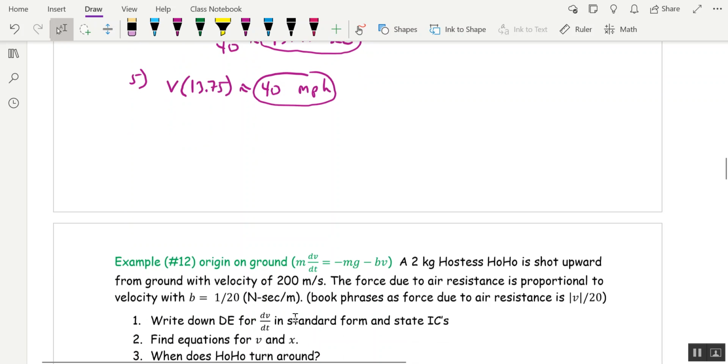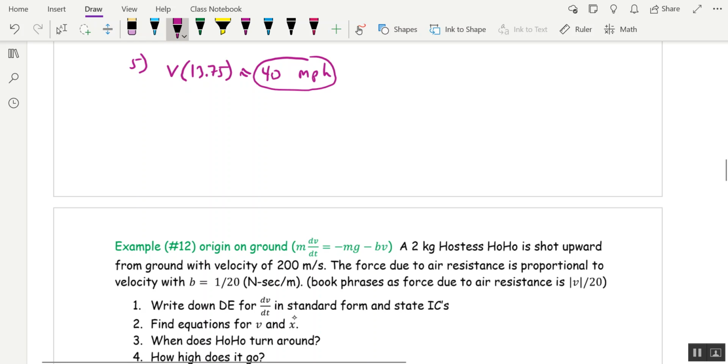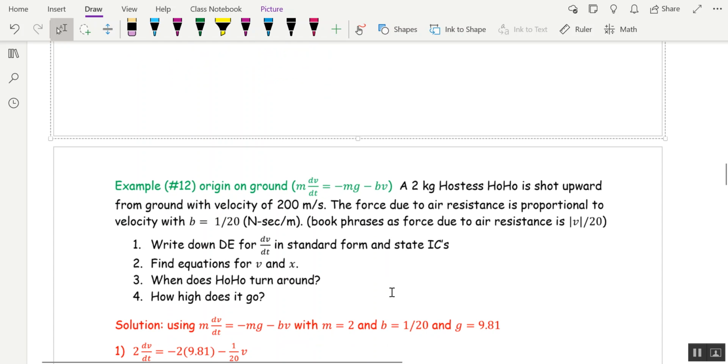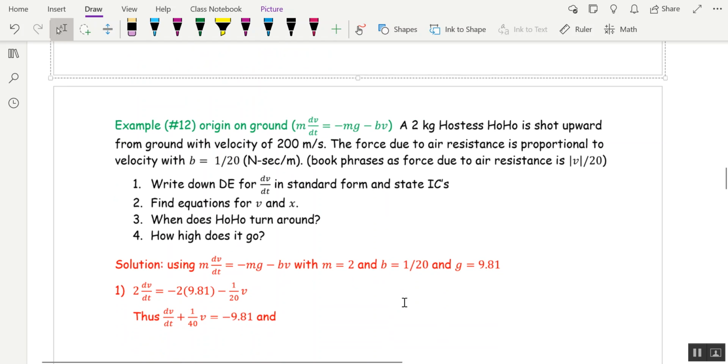All right, so now we're using m dv dt is negative mg minus bv. And we're using the metric system, so we don't have to worry about mass units. A 2 kilogram Hostess Ho-Ho is shot upwards at 200 meters per second. The force due to air resistance has b equal to 1 over 20. And we're going to go through similar steps as before: write down a differential equation in standard form and state the initial conditions. So my m is 2, my b is 1 over 20, and my g is 9.81.